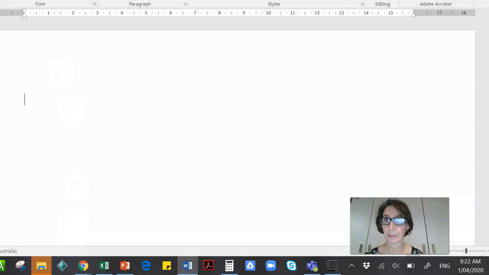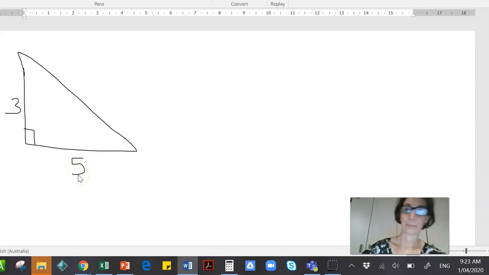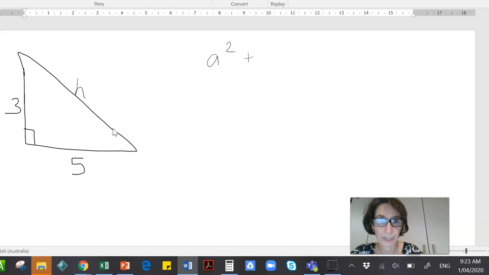Okay, so the first one that we're going to have a little look at here, hopefully, is this triangle here. The side lengths of this triangle are 3 and 5. If we're going to be using Pythagoras theorem to find the length of the unknown side, I'm going to label the unknown side h, because I know that it's the hypotenuse, and h helps me to think about the hypotenuse. So we're going to go with a squared plus b squared equals c squared. That's our pattern for Pythagoras theorem.